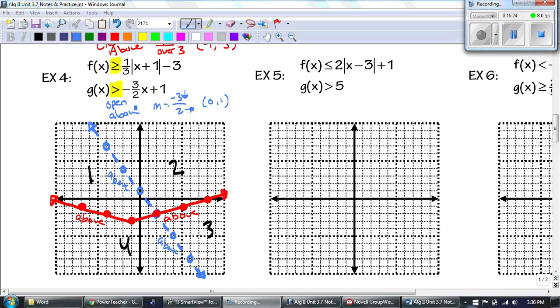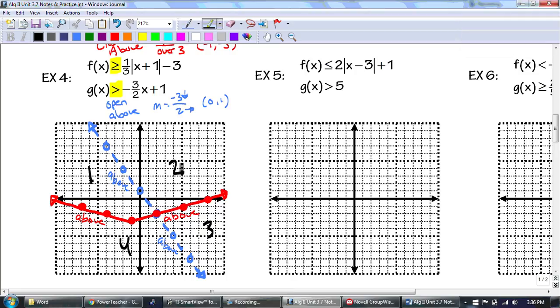Okay, so it's open and above. My slope was down 3 over 2, and I'm starting at (0, 1). If I want to be above the red line, only 1 and 2 work, so I have to get rid of 4 and 3. Now I need to be above the blue line, so I need to get rid of 1. That leaves us with 2. So 2 is our answer.